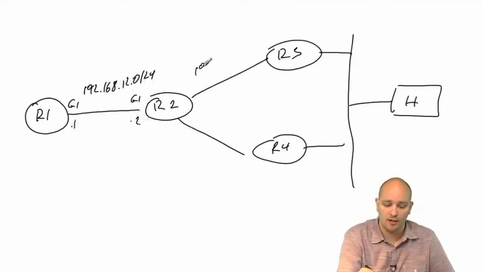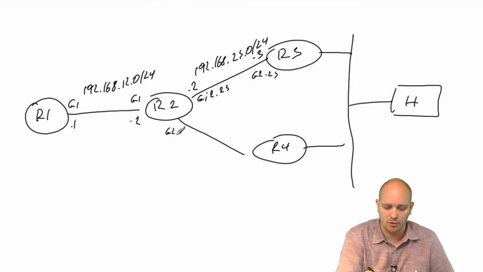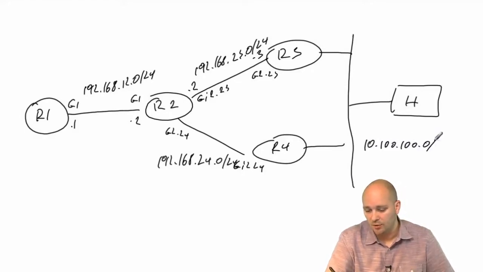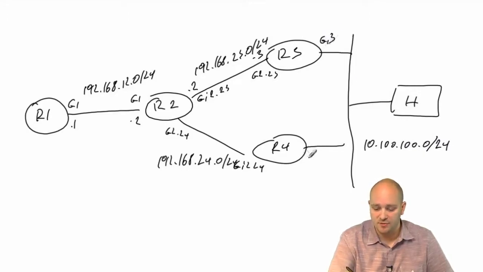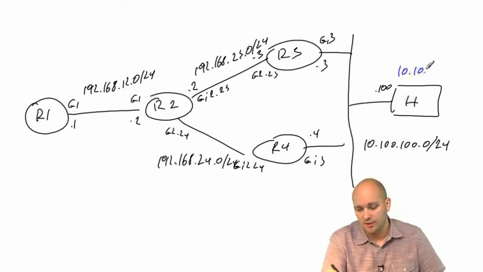I'm going to have the network 192.168.23.0/24 here, and this is going to be .2 here and .3 here, and this is going to be interface gigabit 2, and I'm going to use subinterfaces here. So this is going to be gigabit 2.23, this is going to be gigabit 2.24, and this is going to be network 192.168.24.0/24. The shared network here will be 10.100.100.0/24, and here this will be gigabit interface 3, and here I will have .100. So the IP address of the host will be 10.100.100.100. So this is the IP address of the host.